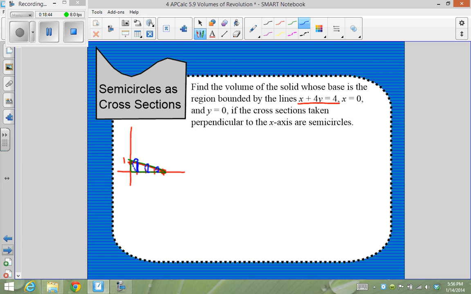All right, so this one, because I'm going perpendicular to the x-axis, has to be in terms of x, so it's going to be my integral from a to b. I'm not doing any rotation on these, so I don't need the pi, I don't need the radius squared. I'm just integrating the area of one of those semicircles all along the function. Area of a semicircle: pi times radius squared divided by 2, because I wanted a semicircle.